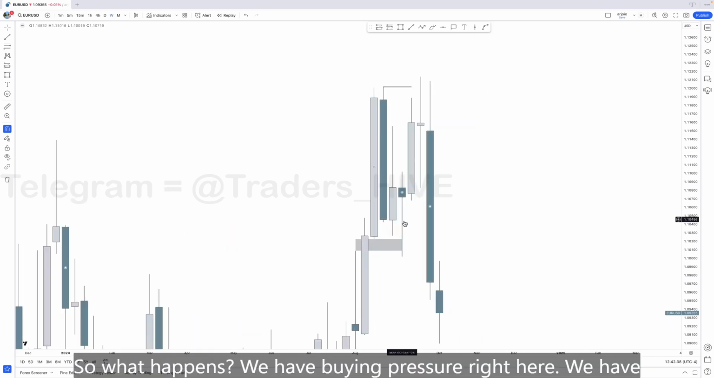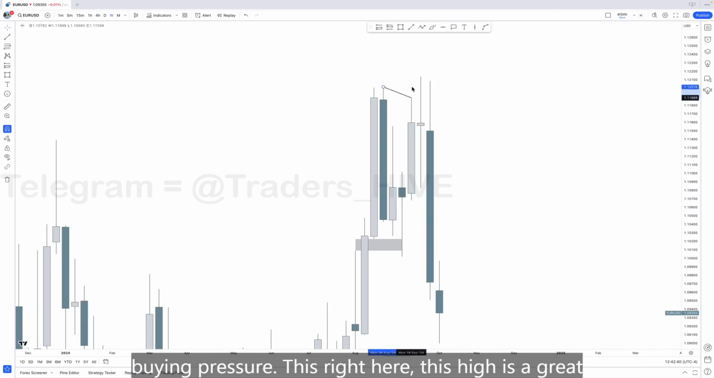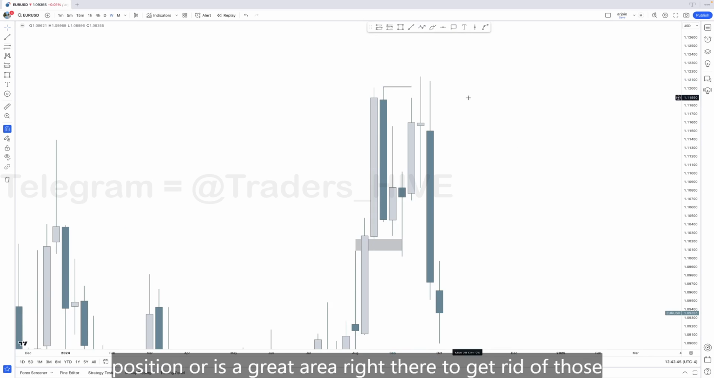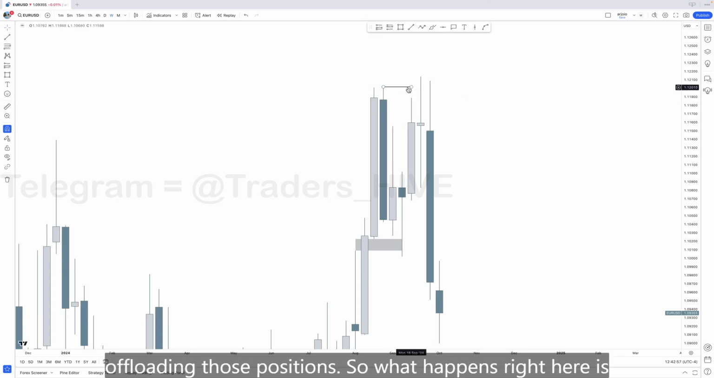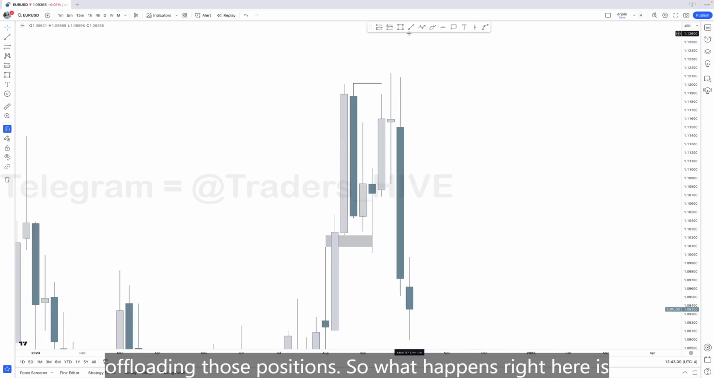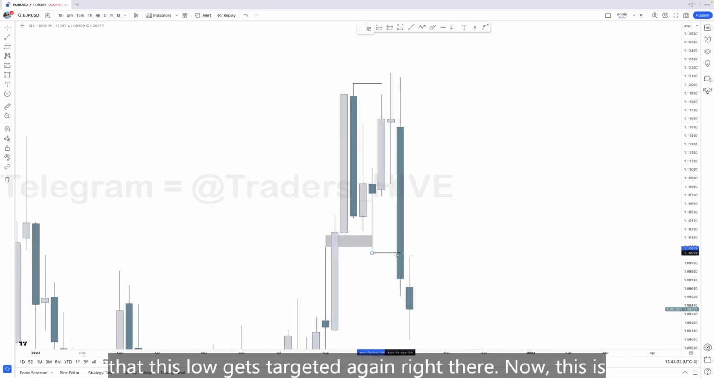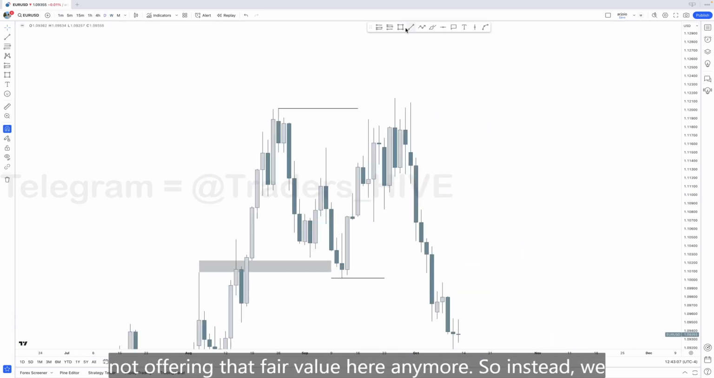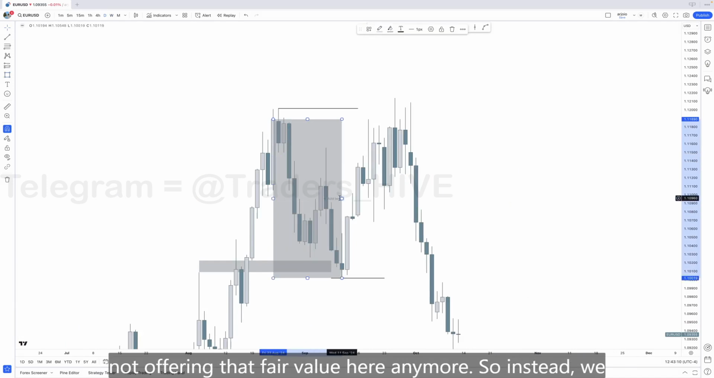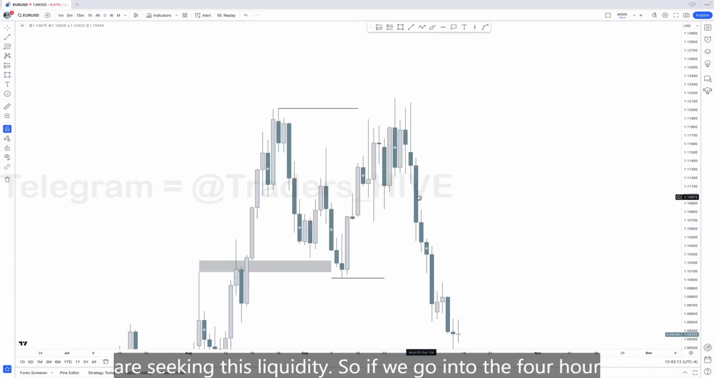We have buying pressure right here. This high is a great area to get rid of those buy positions, so to get rid of those buying pressures and to also add sell pressure to the market, because we're actually selling that buy position right there. So offloading those positions. So what happens right here is that then this low gets targeted again right there. Now, of course, what we understand is that we are not offering that fair value here anymore. So instead, we are seeking this liquidity.